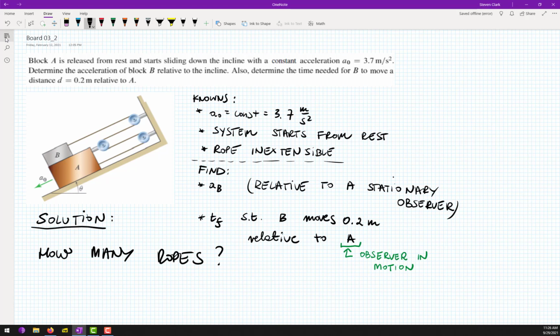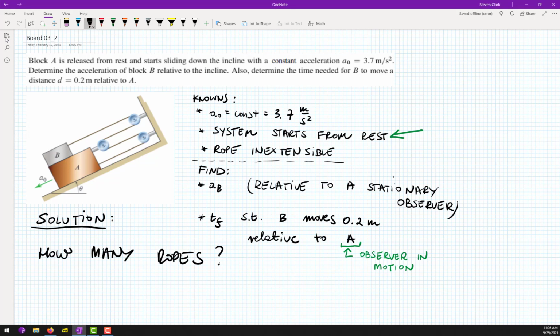All right. So what do we have in here? We have two blocks, block A and block B. We know that block A has constant acceleration that acts down the incline. We also know very important information: the system starts from rest. And of course, our rope is inextensible. That might be an interesting thing for you guys.